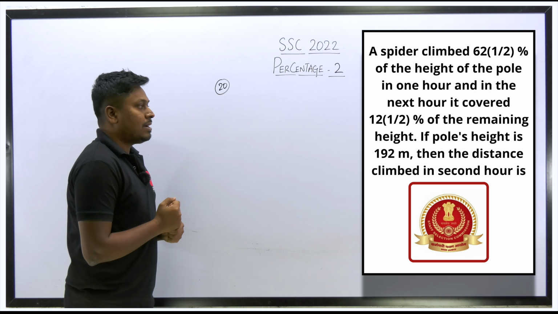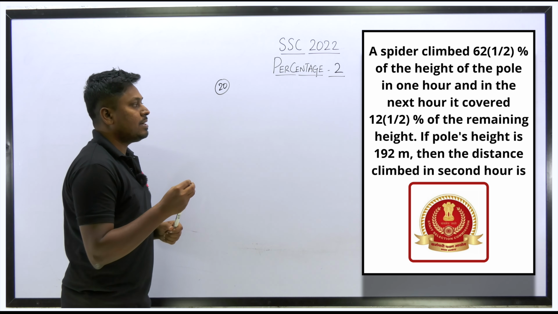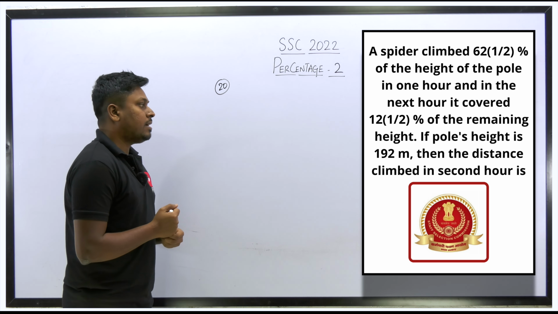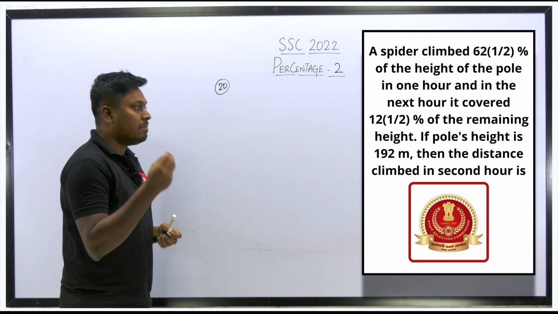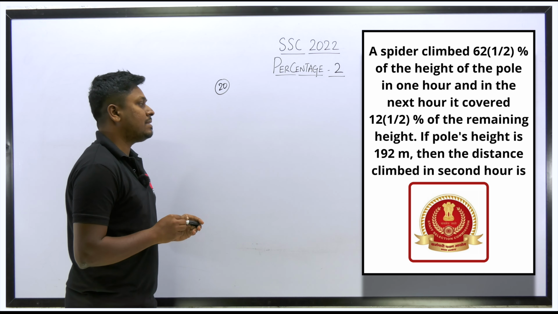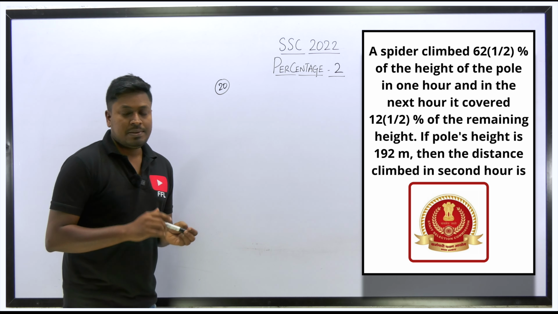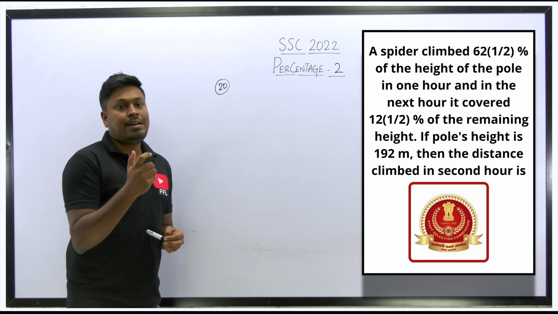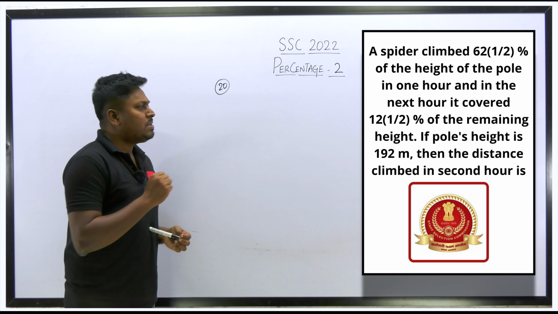A spider climbed 62 1/2% of the height of the pole in 1 hour. And in the next hour, it covered 12 1/2% of the remaining height. So if the pole height is 192 meters, then the distance climbed in the second hour is? Our target is to find the distance climbed by the spider in the second hour. Got it? It's a very interesting question.